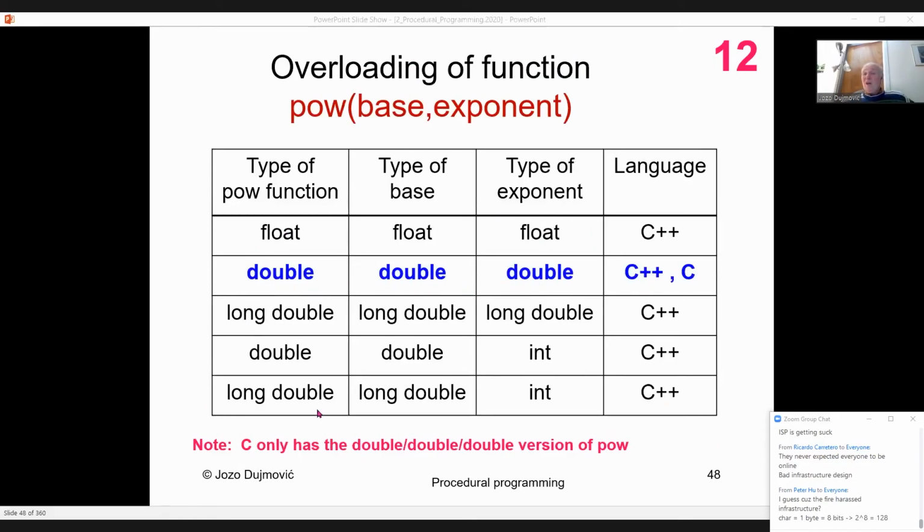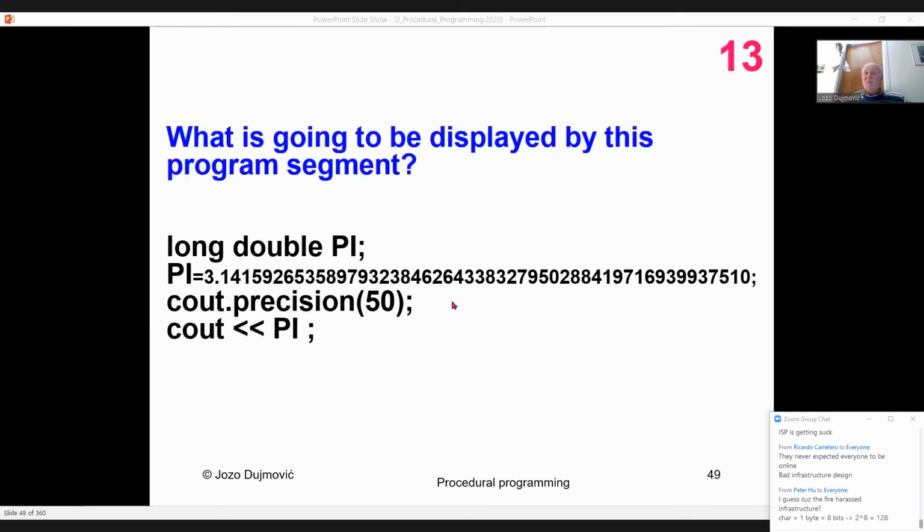This function, in the case of C, must have double, double, double. All these other things are available in C++. So C is a very important industrial language for professionals, but pay attention that in C, the power function must have the base and exponent and the type of the power function double. In the case of C++, you can have whatever you want, long, double, or integer, and these combinations shown here are possible.